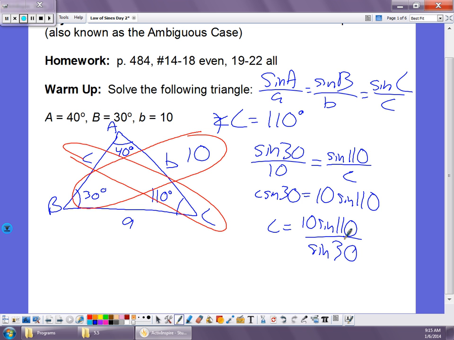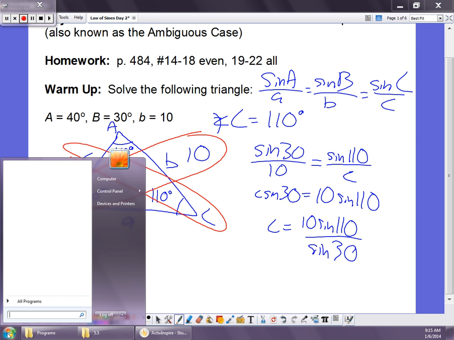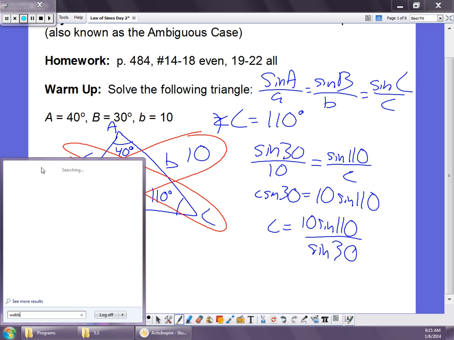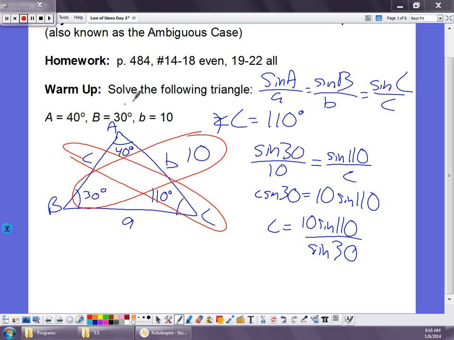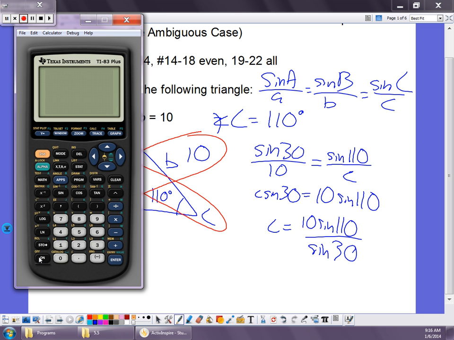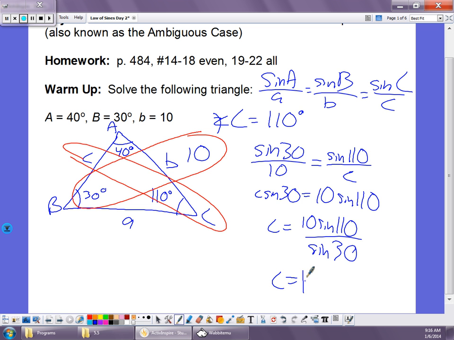And then for this part, you would just do it on your calculator. So make sure you're in degree mode. So mode, make sure you're in degree. And then just go ahead and type it in. So 10 sine 110 divided by sine 30. And you'd get 18.8. So C equals 18.8.